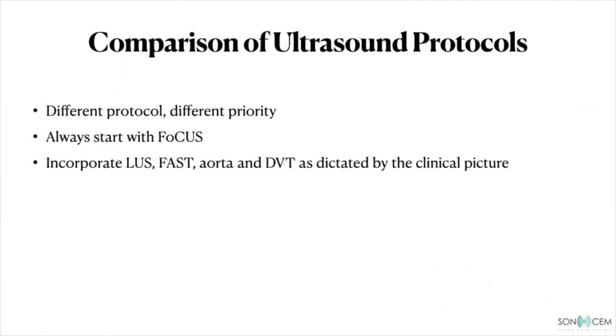As we know, there are many ultrasound protocols created for many clinical scenarios. So what are the differences between these protocols? Different protocols give different priority. They normally start with PoCUS cardiac ultrasound, followed by incorporation of lung ultrasound, FAST, aorta, and DVT scanning as dictated by the clinical picture.